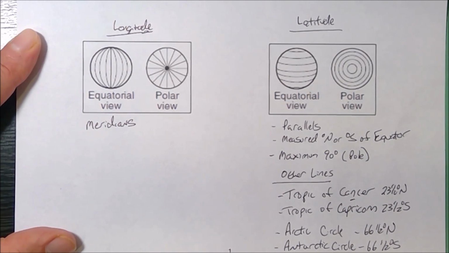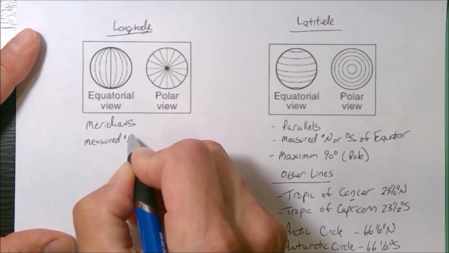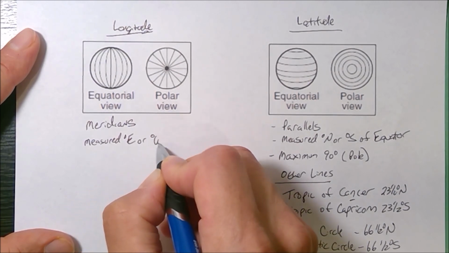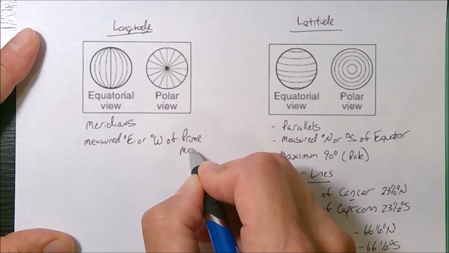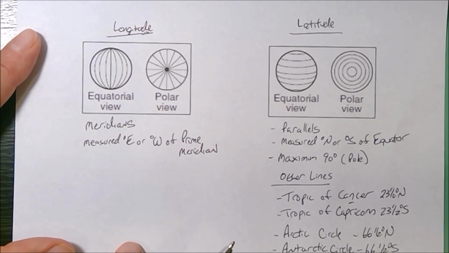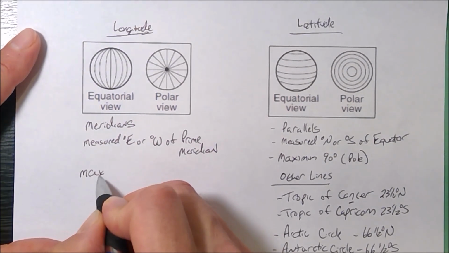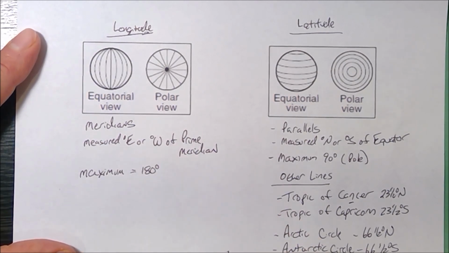Good. All right, so you have meridians of longitude. It's measured in degrees east or degrees west of the prime meridian. As I said, you should definitely know that runs through Greenwich, England. Now, the maximum value is up to 180 degrees.